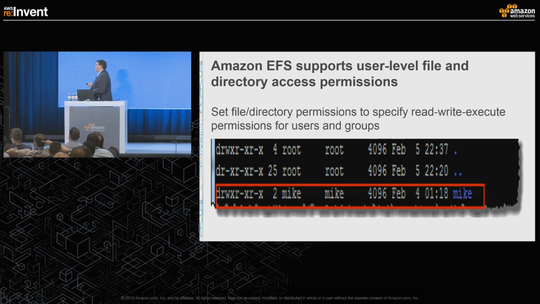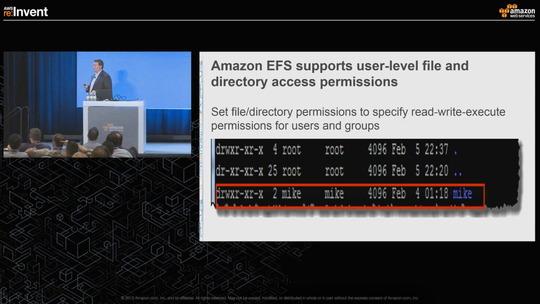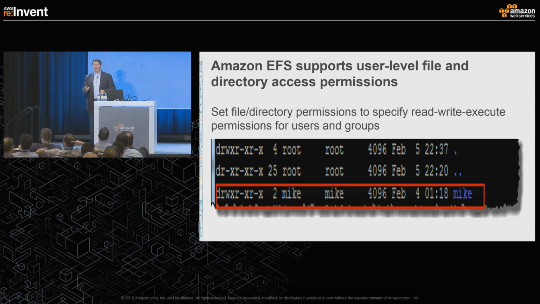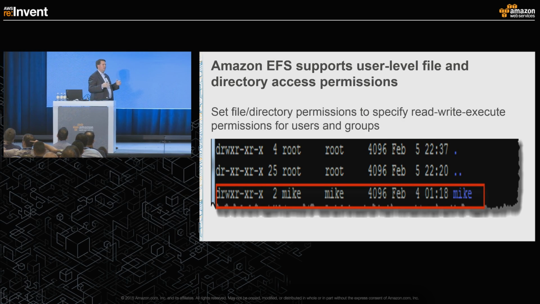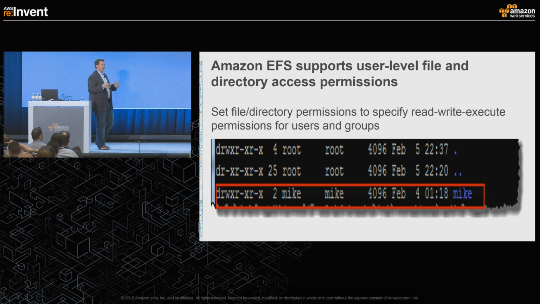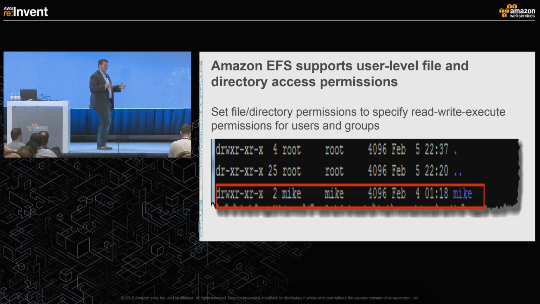And as I mentioned, Amazon EFS supports both file and directory level access permissions. So I think about this as a defense in depth approach. We give you a unique control surface inside a VPC that allows you to prescribe which instances are going to have access to it.